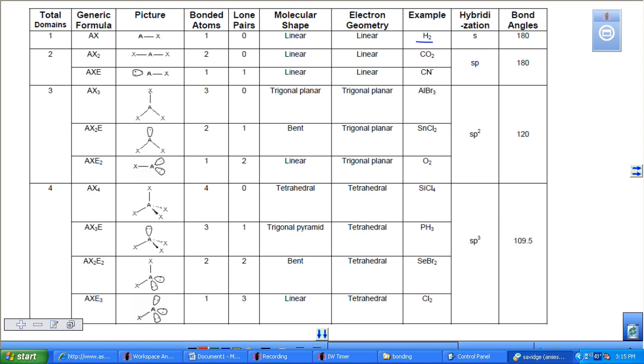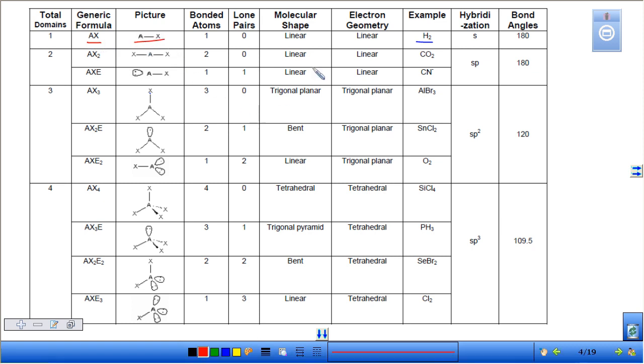And so we're going to start out with linear. If there are only two things bonded together, we always call that linear. Looking up here, we have an AX. So all AXs are going to be linear. There's only two things there. Hydrogen is an example of something like that. When we get to an AX2, there's actually three things bonded, but there are no pairs of electrons on that central atom. All the electrons around that A are in bonds. So that also gives us a linear shape.